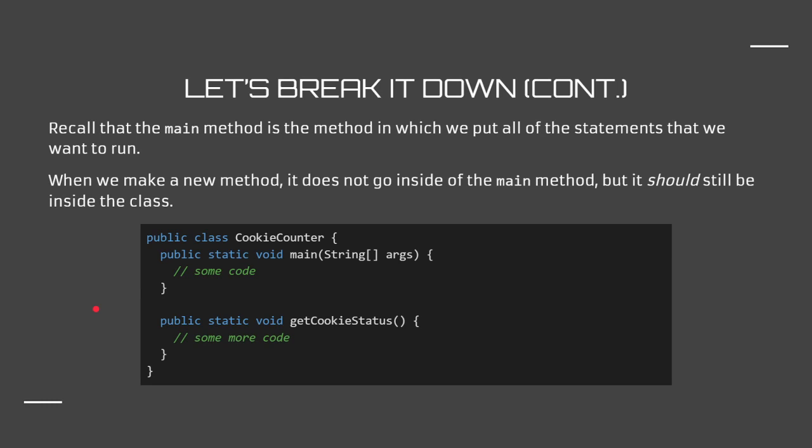So recall that the main method is the method in which we put all of the statements that we want to run. When we make a new method, it does not go inside the main method, but it should still be inside the class. So as I said before, it has to be structured like this, where CookieCounter is the class, and then all methods are inside it, but separate from each other.